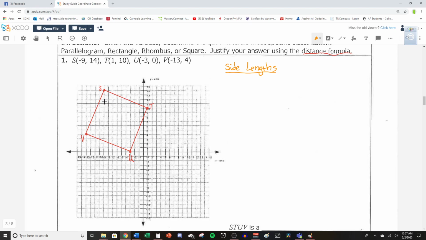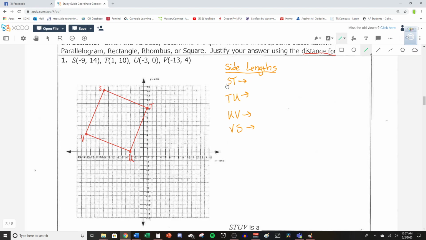Right now it does look like a square, could be a rhombus, but we have to prove it by finding these side lengths. So we need to find ST, TU, UV, and VS. Those are the sides that we want to find. All right, so we're going to talk about how to find each one of those.